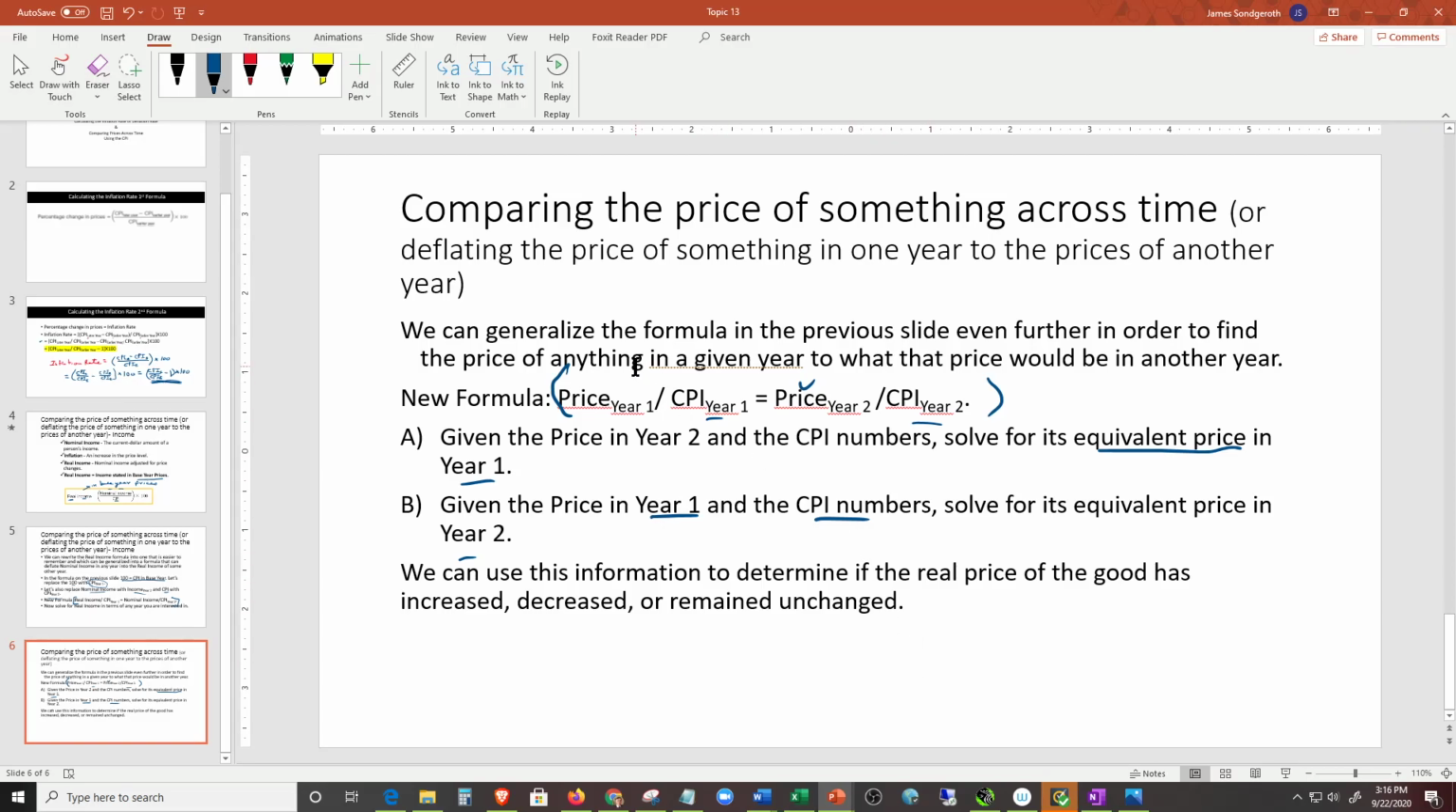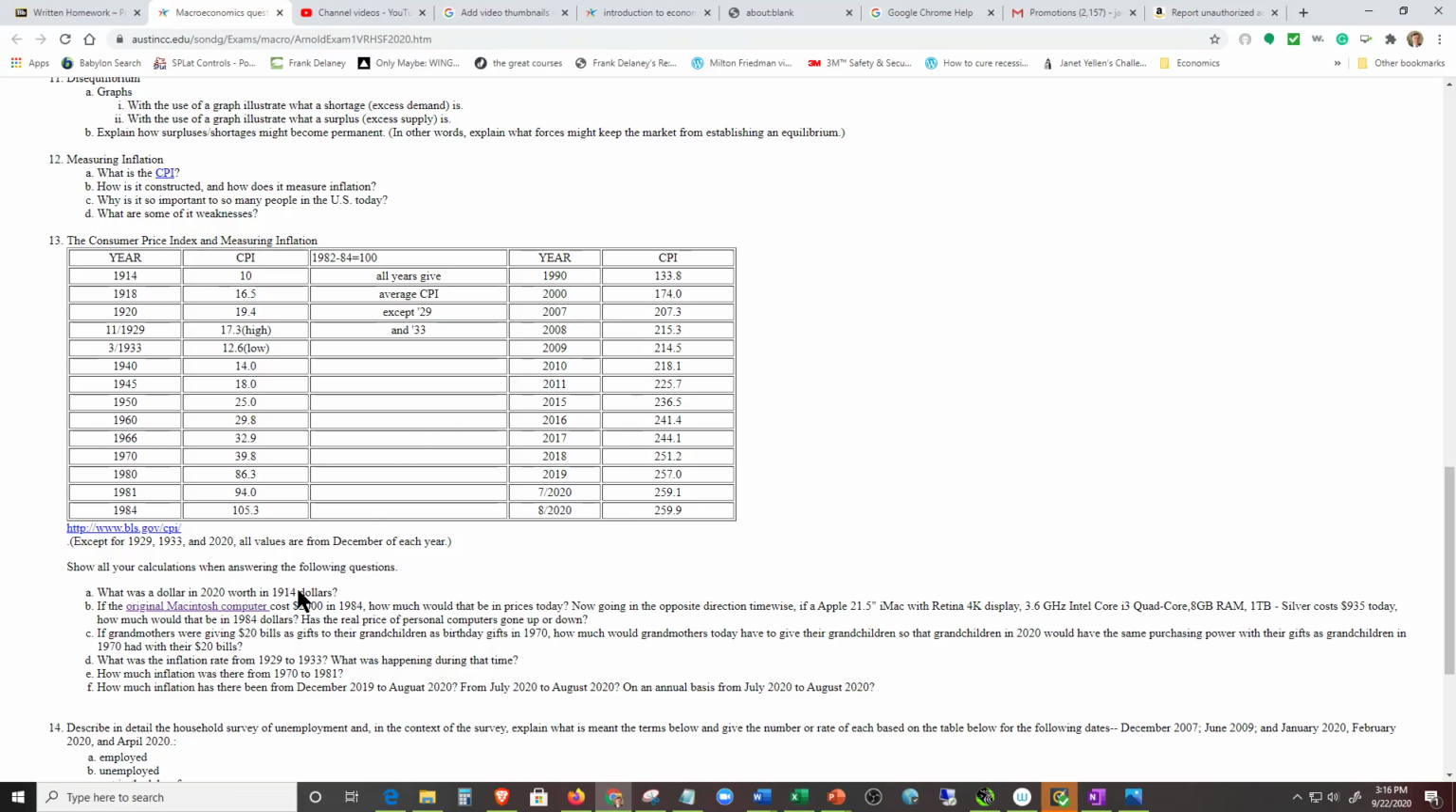Okay, so let's start off using this formula. Let me go back to the questions. And I say, what is a dollar worth? What was a dollar today, and this would be August of 2020, worth in 1950 prices? And so we have the CPI of the most recent, 259.9, and in 1950 it was 25.